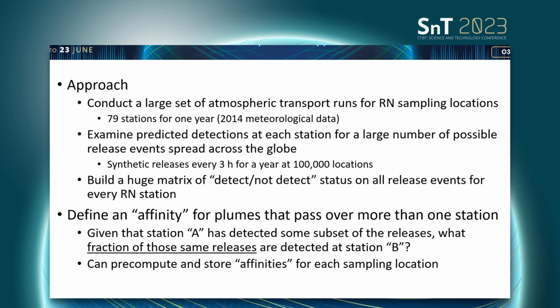We took 79 stations and picked 100,000 locations on the globe and made a synthetic release for every 3-hour period over that year in 2014. And then we built a huge matrix of detects and non-detects, and then looked for, if, for instance, I had a detection at Takasaki, did I also have a detection for these hypothetical events at Ussuriysk and Okinawa and Beijing, et cetera, et cetera. So then we would build up a value for, if you were interested in Takasaki, how valuable are the surrounding stations? And it could be over the last 2 weeks, or it could have been over the last year.